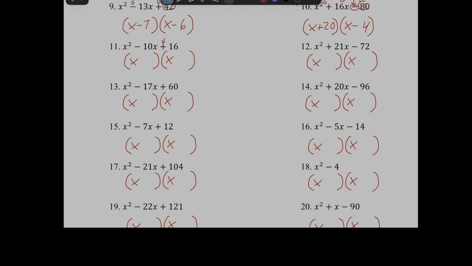All right, let's go on to number 11. Third term is positive. Signs are the same. Take the sign of the middle, minus, minus.